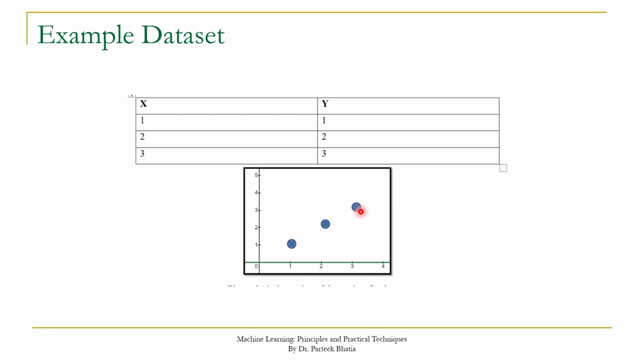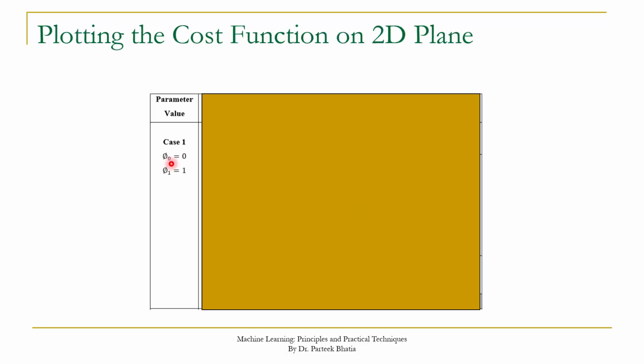Now for those actual data points, we wish to find out the cost function by varying the value of slope of the line, that is phi 1, by keeping constant, that is phi 0, fixed to 0. Let us understand this by considering different cases. Now let's suppose the value of constant is 0.